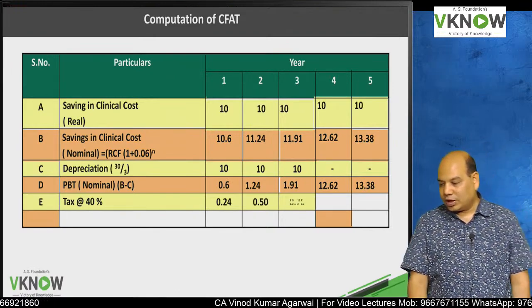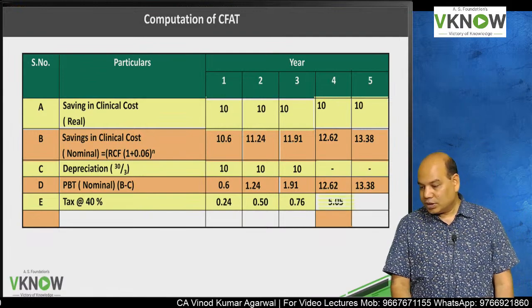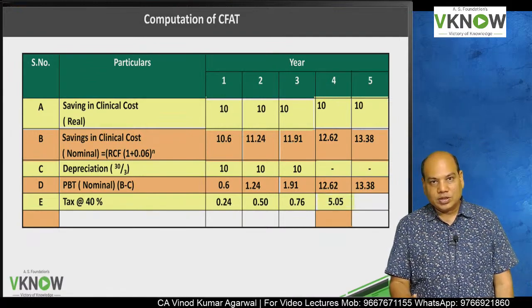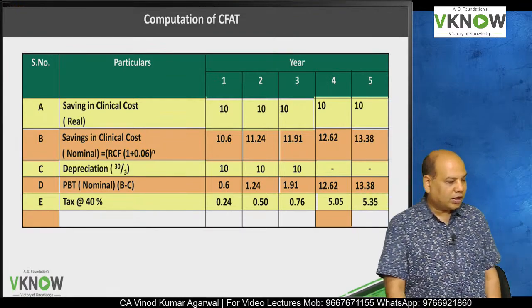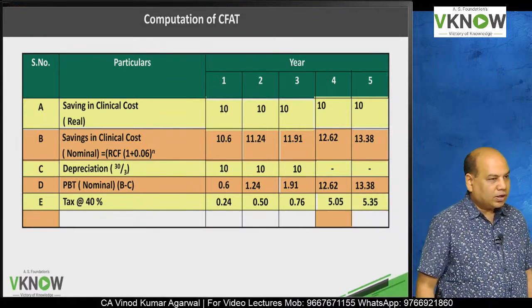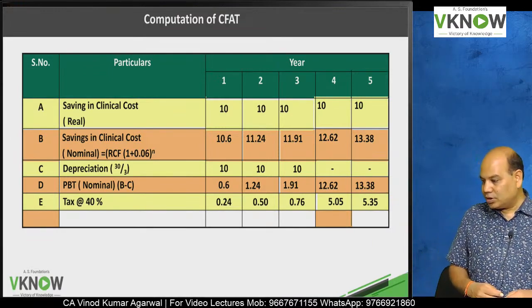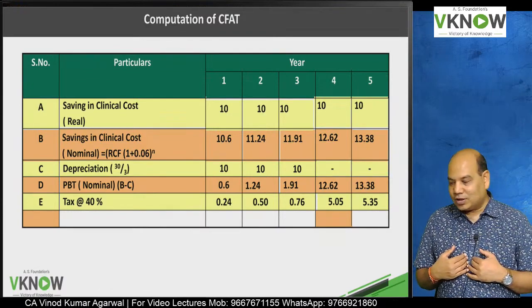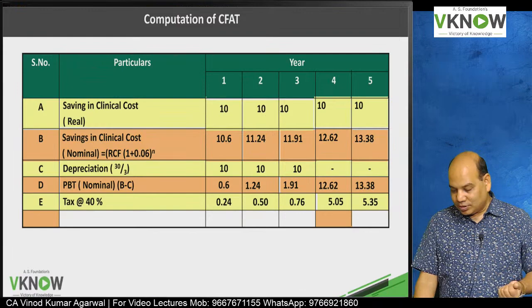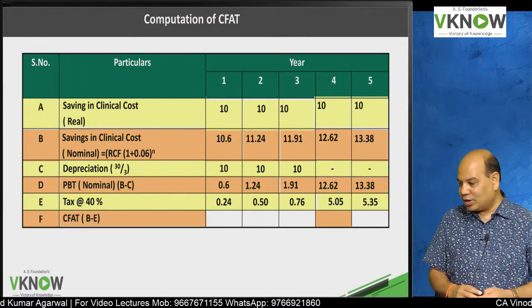Just type 1.24, press equal to. Just type 1.91, press equal to, 0.76. Press 12.62, press equal to, and the last one 5.35. Please check the answer yourself. Is it right? Confirm, is it right? Don't depend on me for the answer. Calculations can be wrong at my end also.